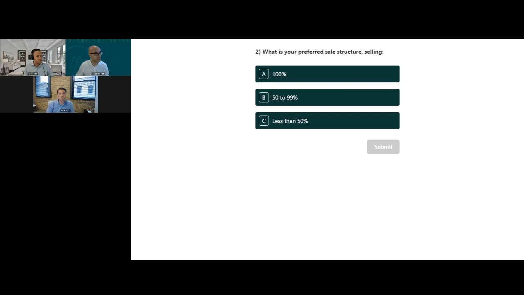The next question is, in the event you want to enter into a deal, what is your preferred sales structure? Do you want to sell 100%? Are you looking for 50 to 90% investment? Or do you want to keep control of your business and only allow less than 50% investment contribution? So let's please go ahead and submit your choices.